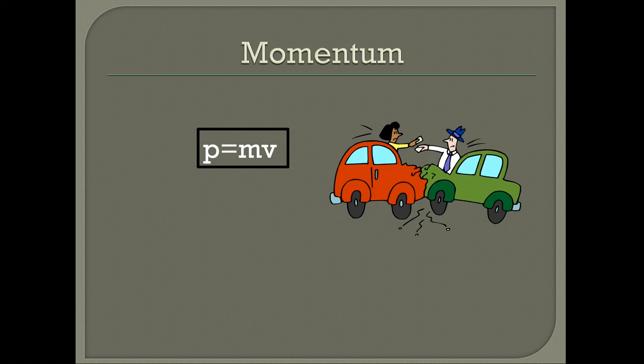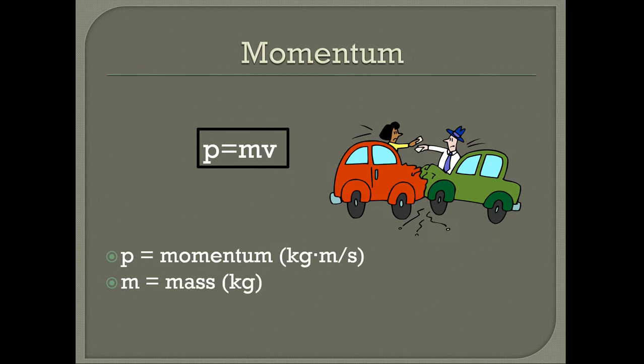So when we talk about momentum, we're talking about p equals mv, where the p stands for momentum, measured in kilogram multiplied by meters per second, kilogram meters per second. m stands for mass in kilograms, and v is the velocity measured in meters per second. So it's rather a simple equation.